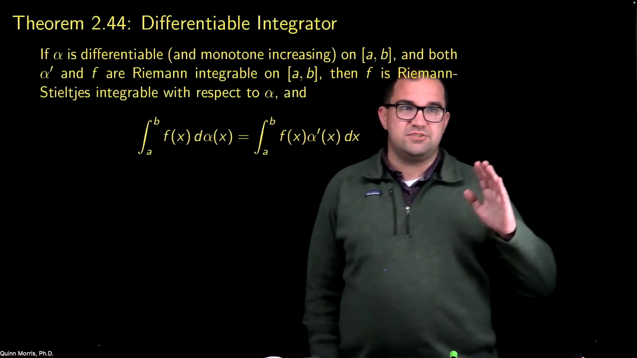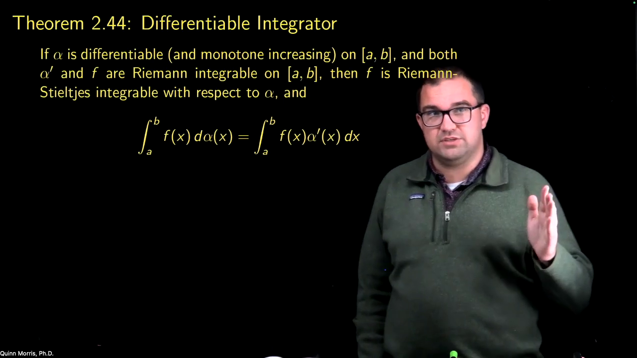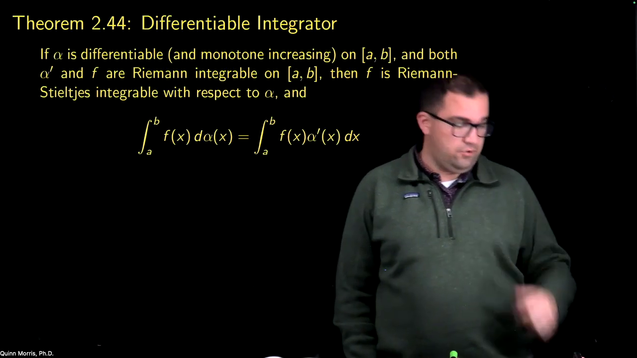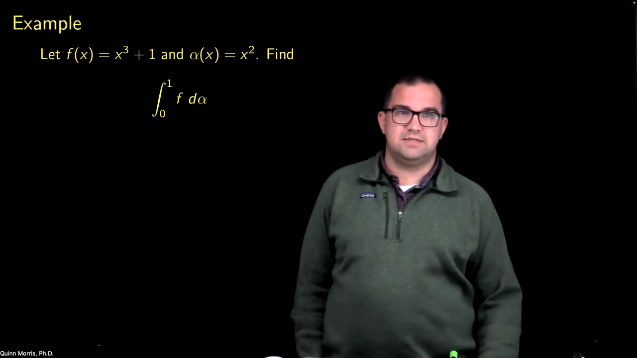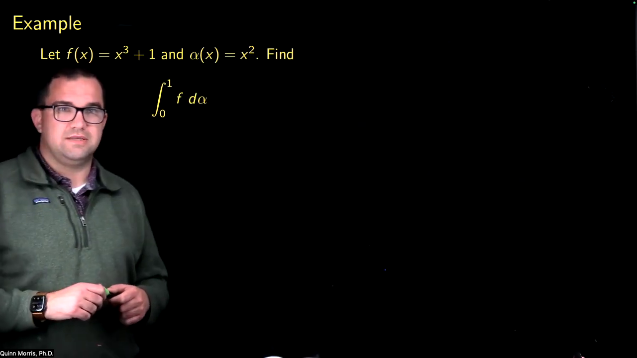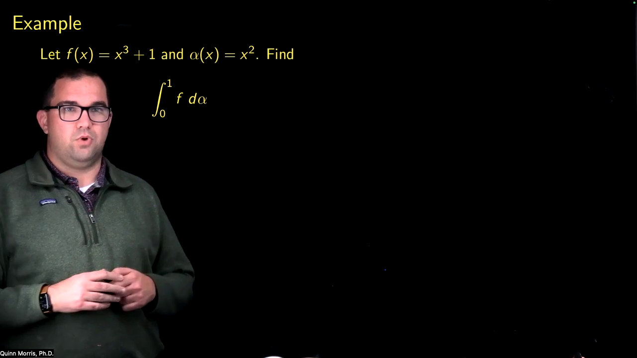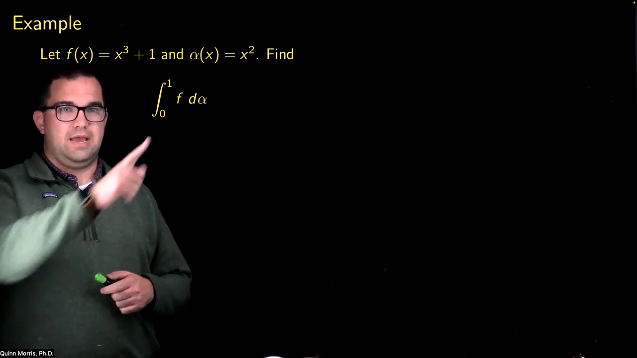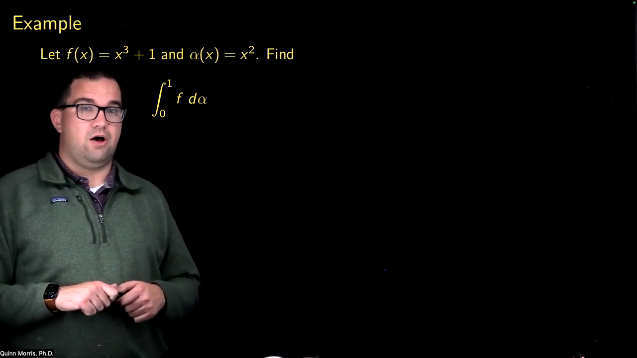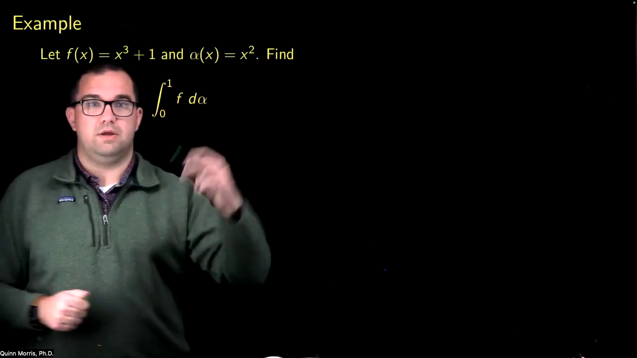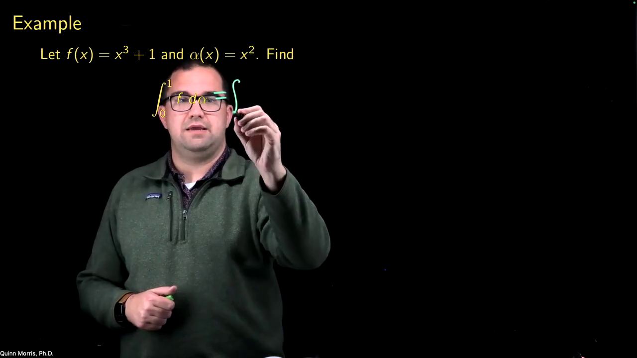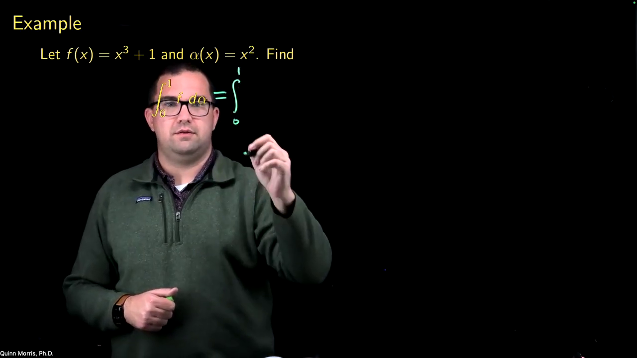So our main goal for this video moving forward is going to be to prove this theorem. But before we prove this theorem, let's first look at a quick example to see how this works. Imagine that I said, let f be the function x cubed plus 1, let alpha of x be x squared, and I want to find the Riemann-Stieltjes integral of f d alpha over the interval 0, 1.